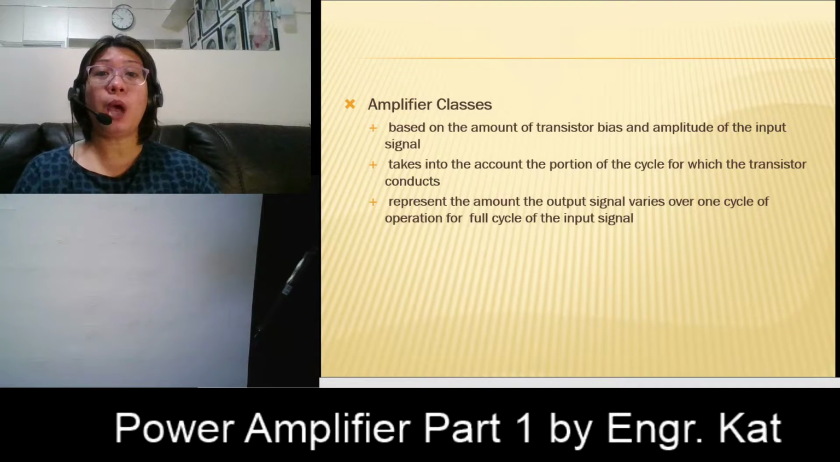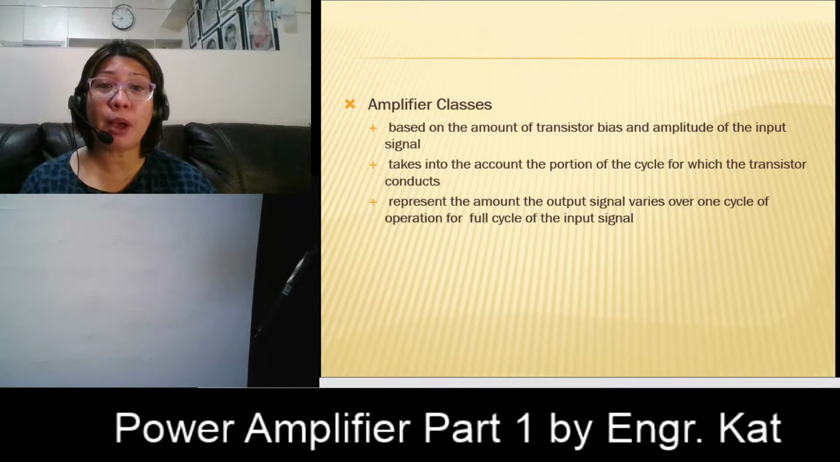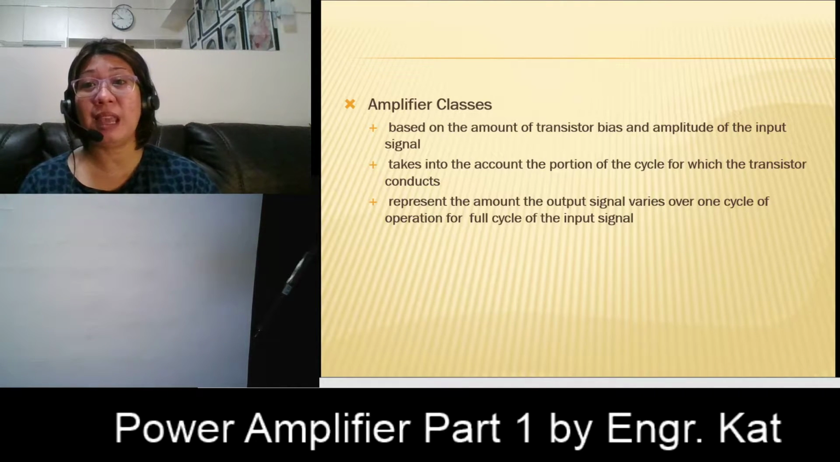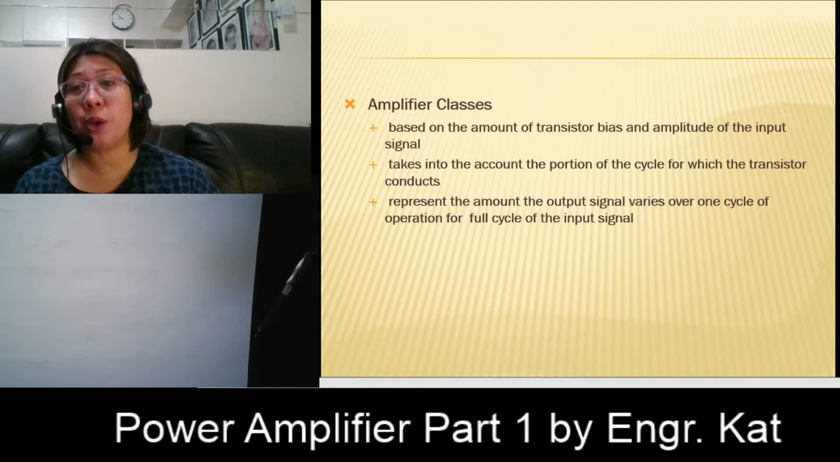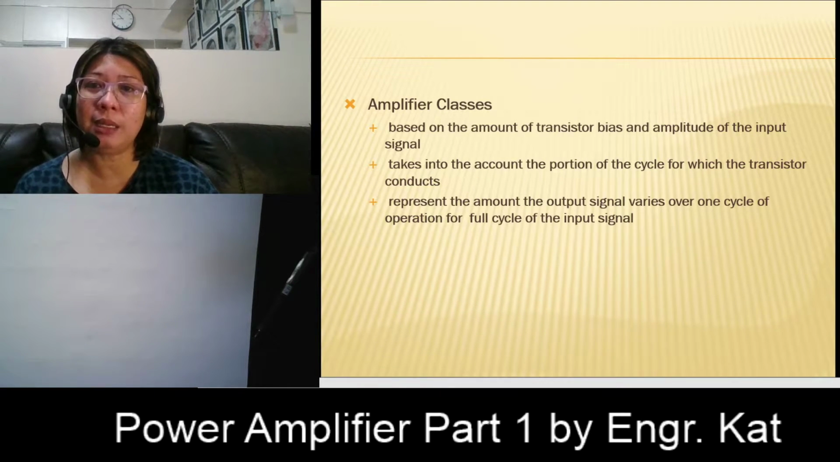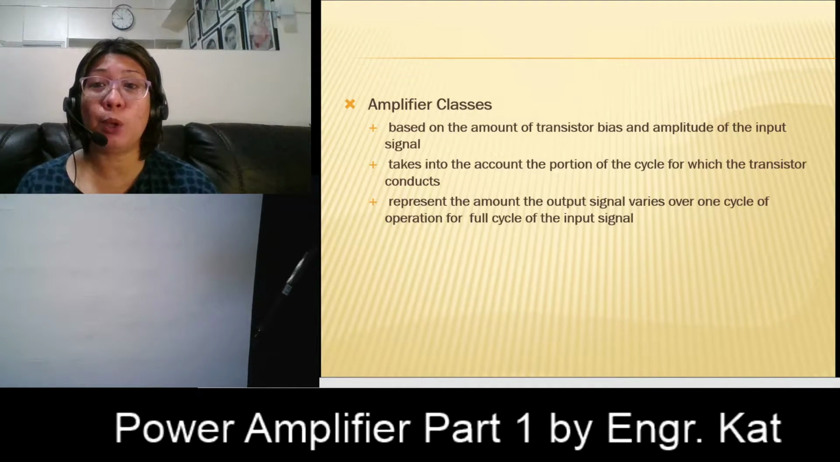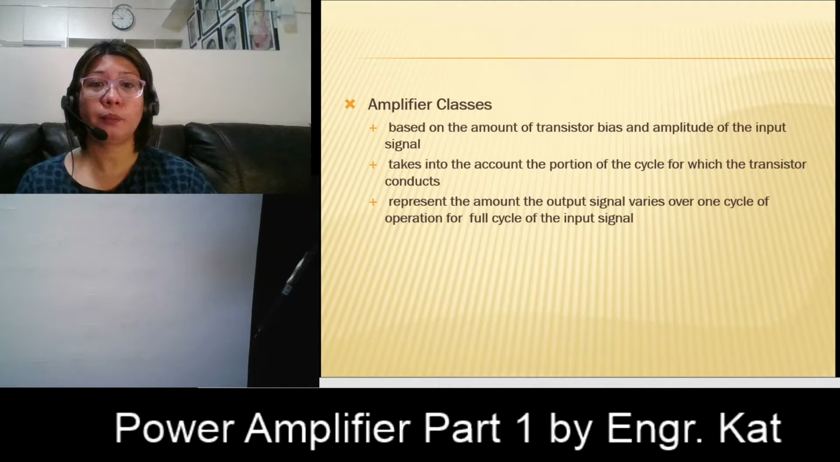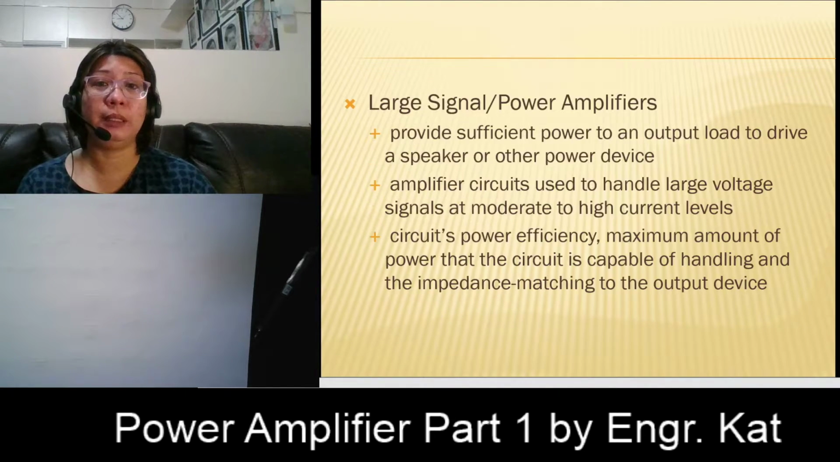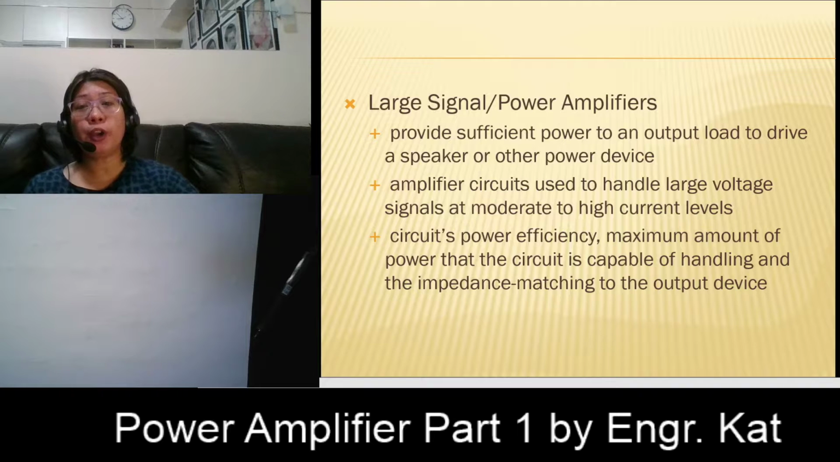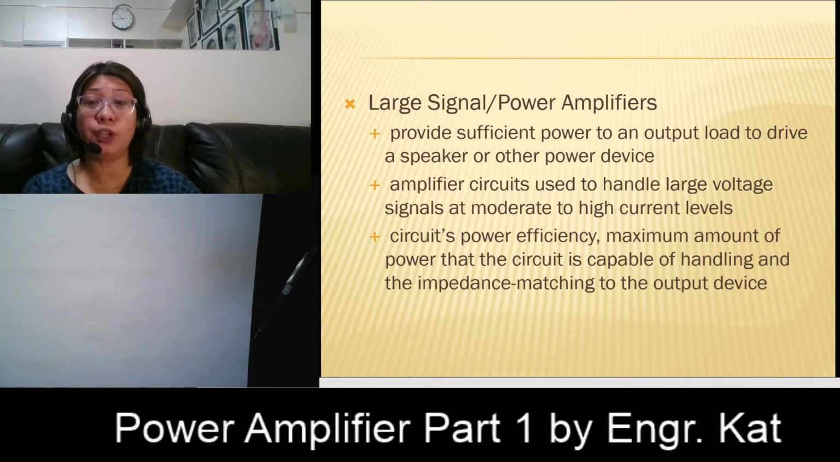Amplifier classes are based on the amount of transistor bias and the amplitude of the input signal. This takes into account the portion of the cycle for which the transistor conducts. We have here 360 degrees conduction, 180 degrees, below 180 degrees, and so on. We will be discussing this later. It represents how much the output signal varies over one cycle of operation for a full cycle of input signal. We are now dealing with large signals.